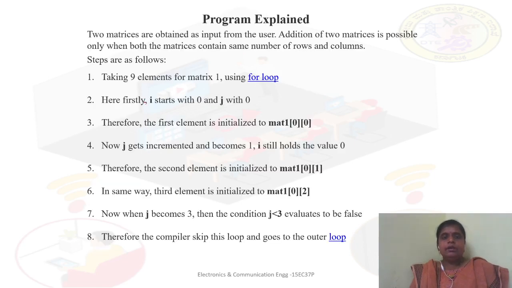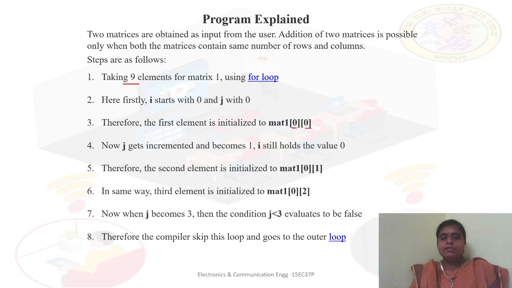So here, how we are going through is, let us take that we are having 9 elements. If it's 9 elements, then it will be a 3 by 3 matrix. We will do it using the for loop. Then next, first we'll start i with 0 and j is 0. So it is initialized for 0 0, as I have already explained previously.